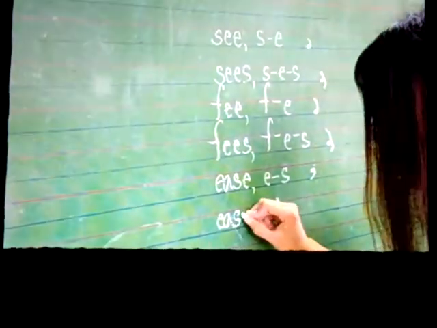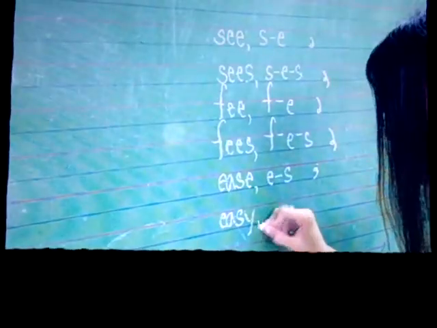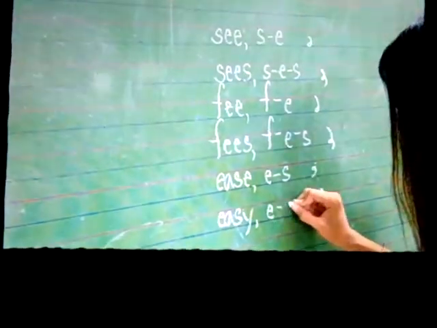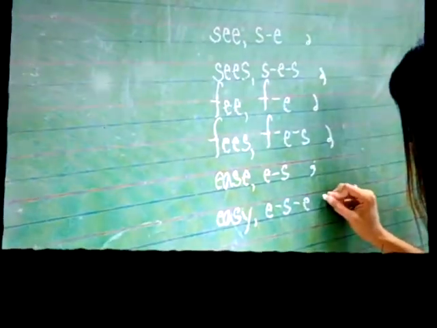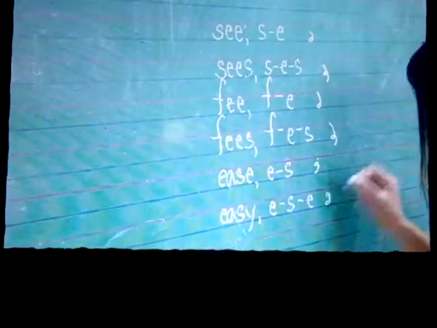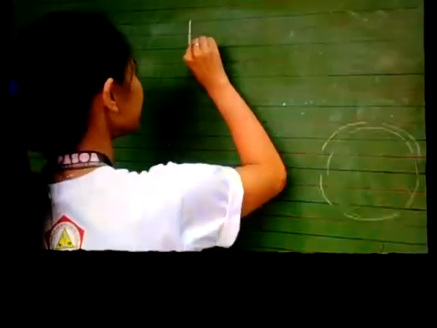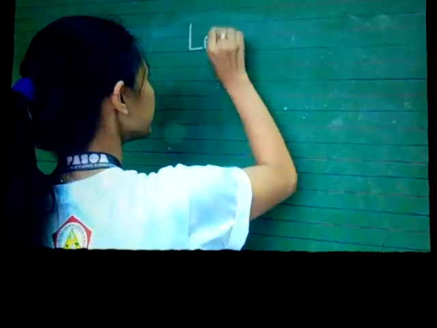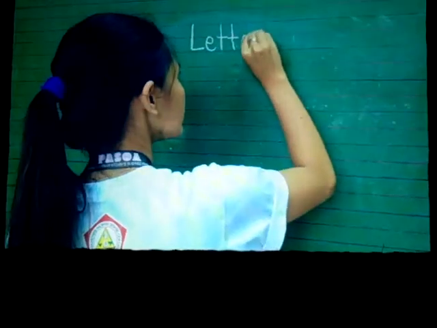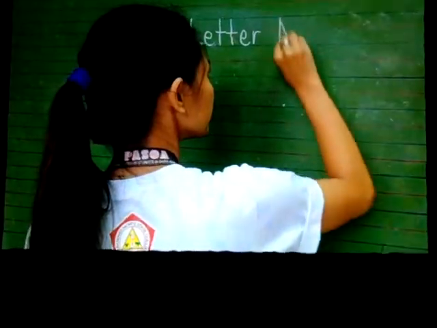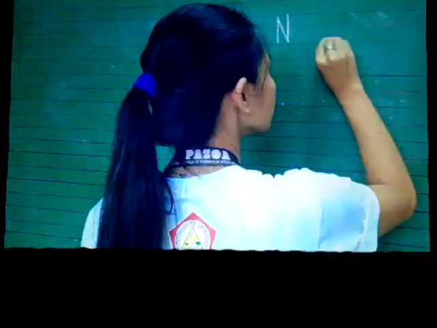Next is the word easy. Easy is represented by letter E, S, and letter E. So the stroke for this are the shorthand letter E, S, and letter E. The shortened stroke for N is a very short straight line.